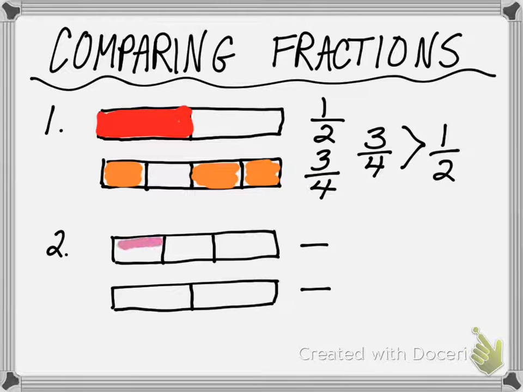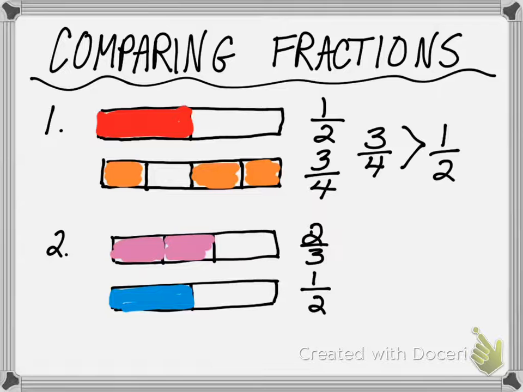All right, I wanted you to color 2 of the sections in the first one. There we go. And there are 3 sections. That goes on the bottom. That's the denominator. 2 of them are colored. That goes on the top. That's the numerator. All right, in the second one, I wanted you to color 1 of the sections. And then write the fraction beside. So 2 sections altogether, 1 section is colored.